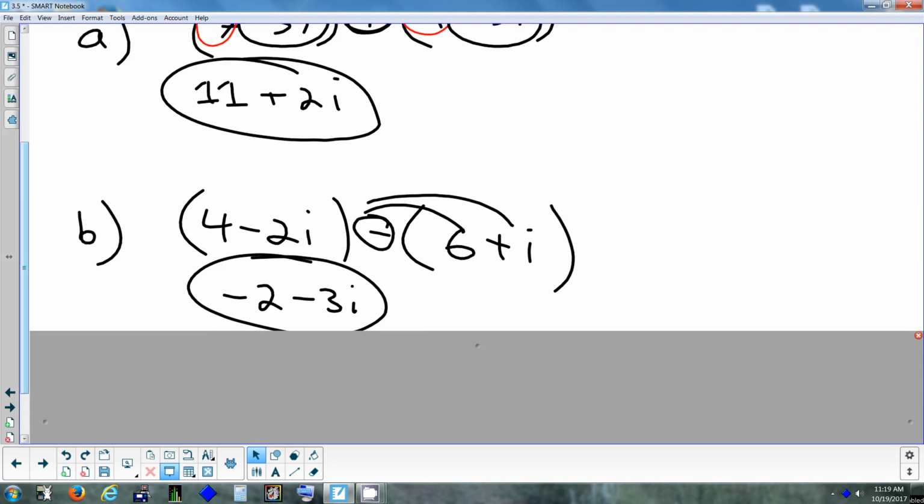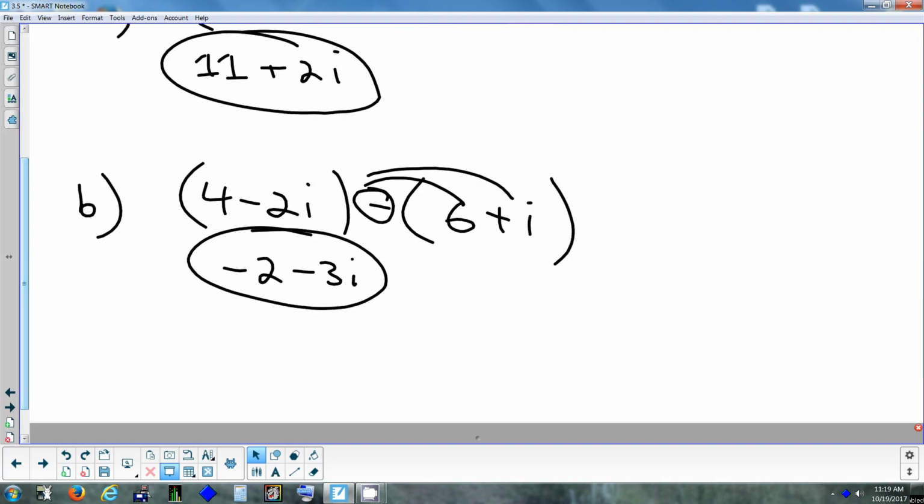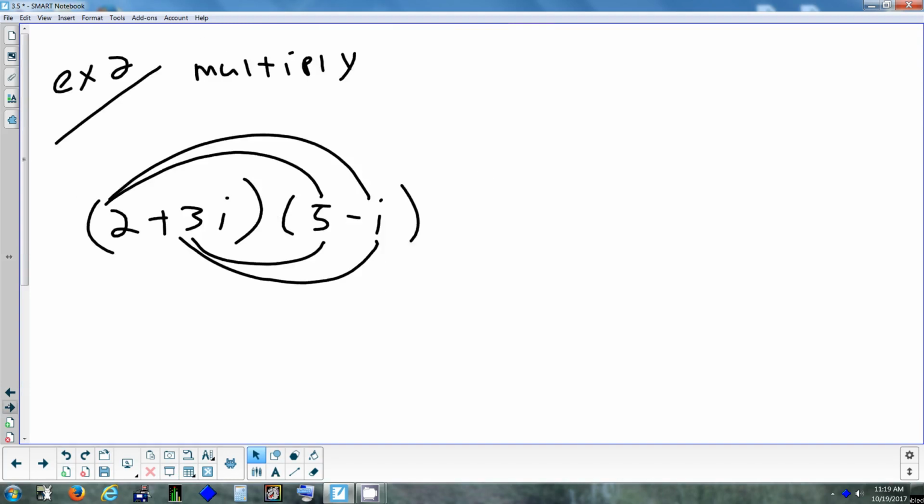Okay, and normally if I was teaching this, before pre-calculus, we might practice 3 or 4 adding and 3 or 4 subtracting, and we might even stop there and not even do multiplication on the same day. But hopefully that's pretty much reviewed. All right, now let's look at multiplication. 2 plus 3i times 5 minus i.